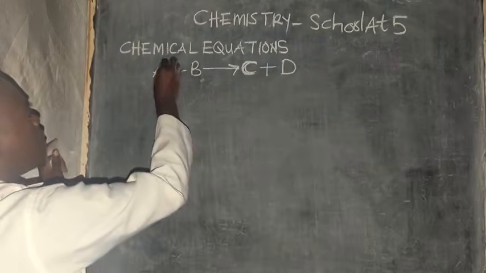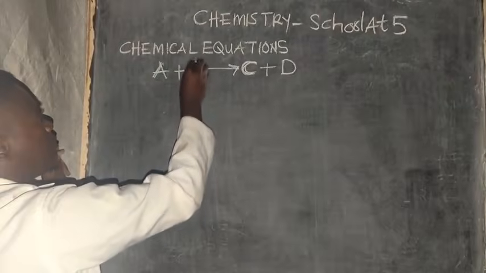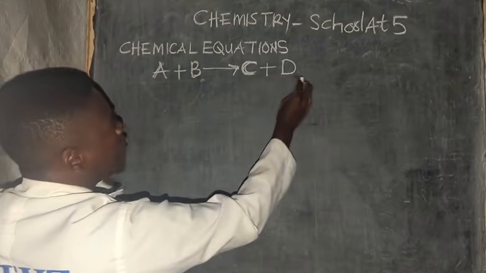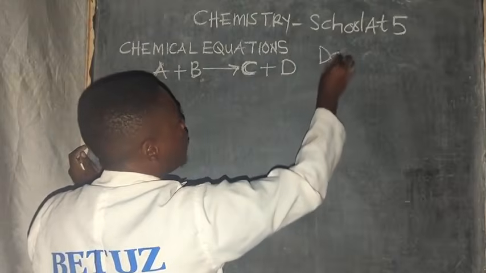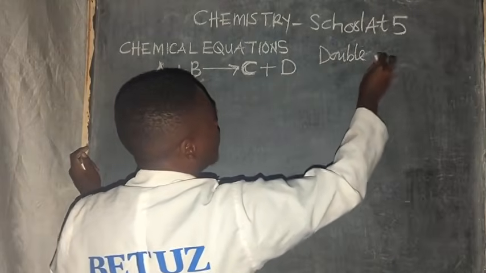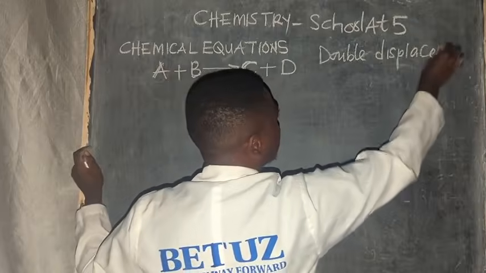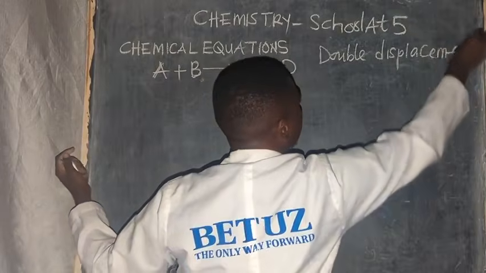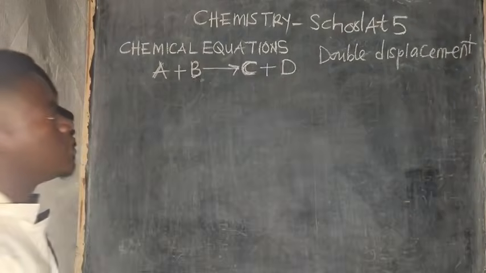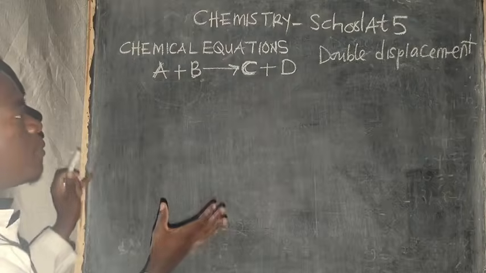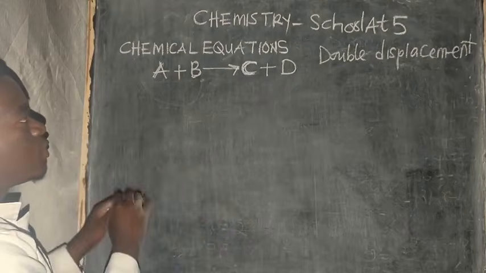So where this one is reacting with that one to form that. So mostly these type of equations are called what? Mostly we get to call them double displacement. This is what I want you to understand. Mostly we get to call them double displacement equations. So these are just types of equations that you need to understand.